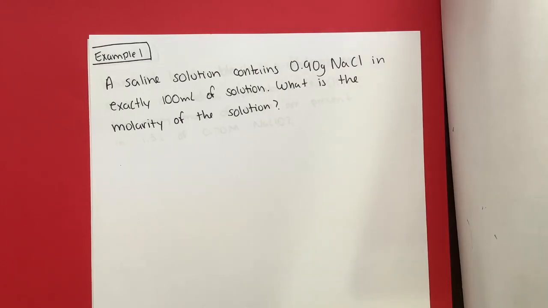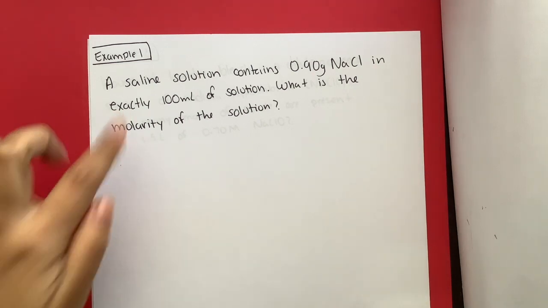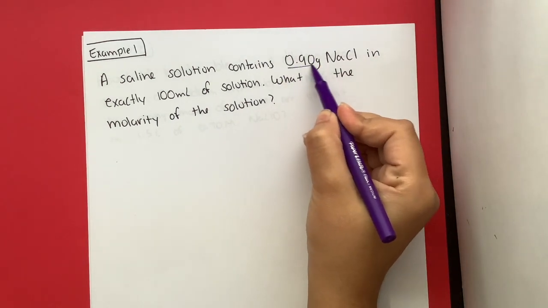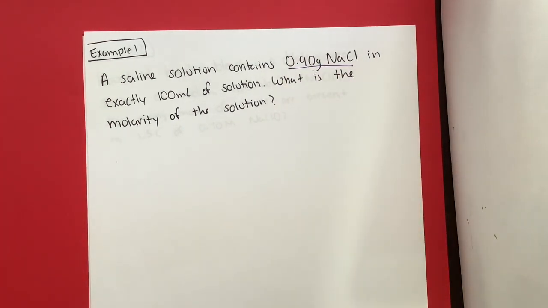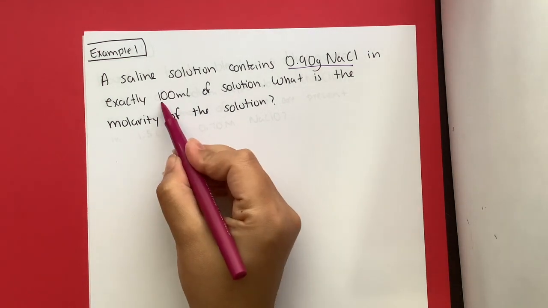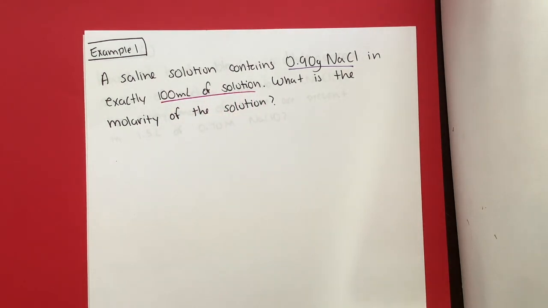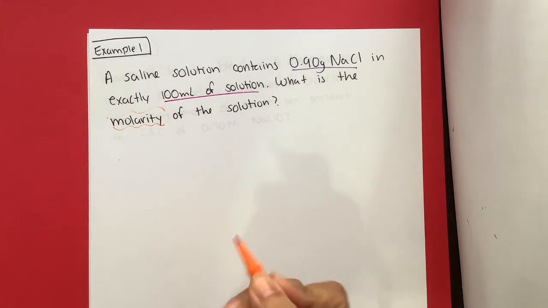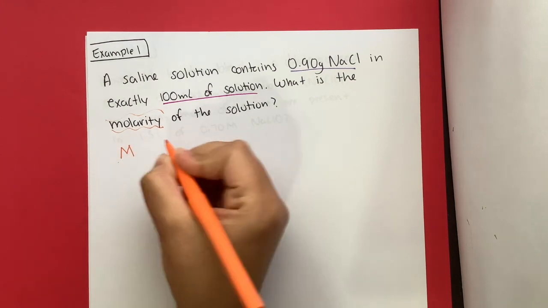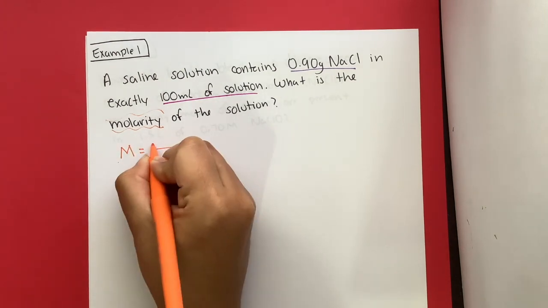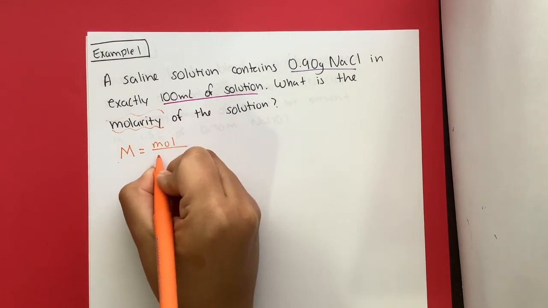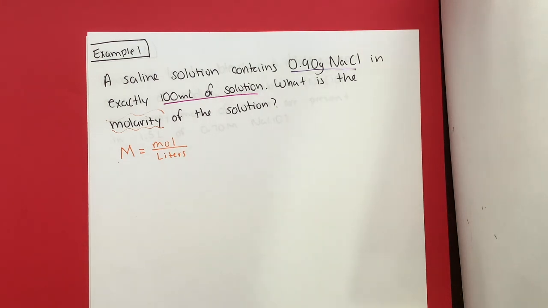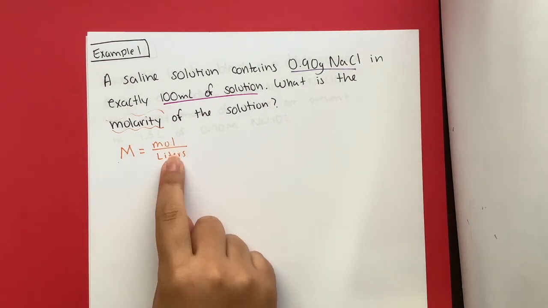Okay, so let's do an example. It says a saline solution, remember, a saline solution is a salt water solution, contains 0.90 grams of sodium chloride in exactly 100 milliliters of solution. What is the molarity of the solution? So they're asking for molarity. Remember that molarity is big M, and that equals moles of solute divided by liters of solution. So we need to know the moles and we need to know the liters.